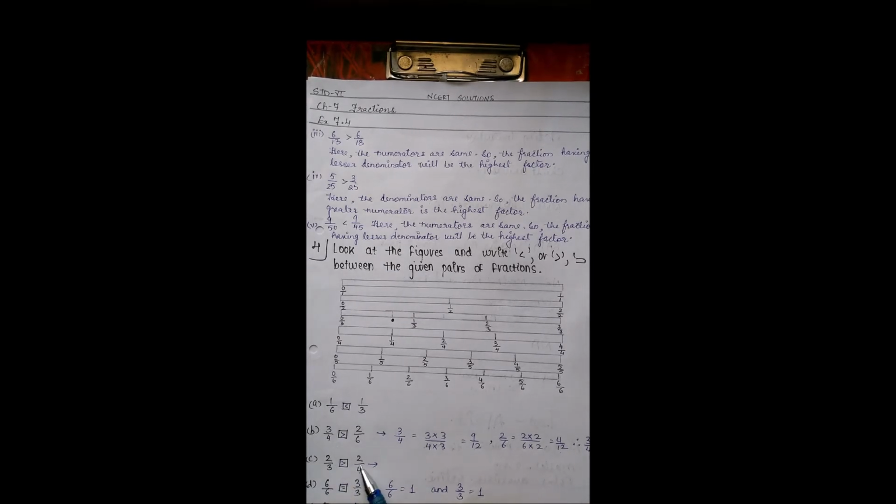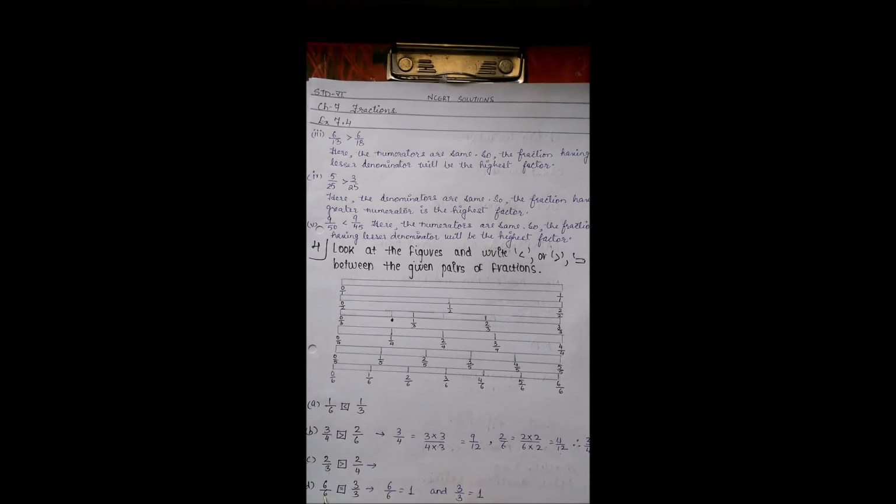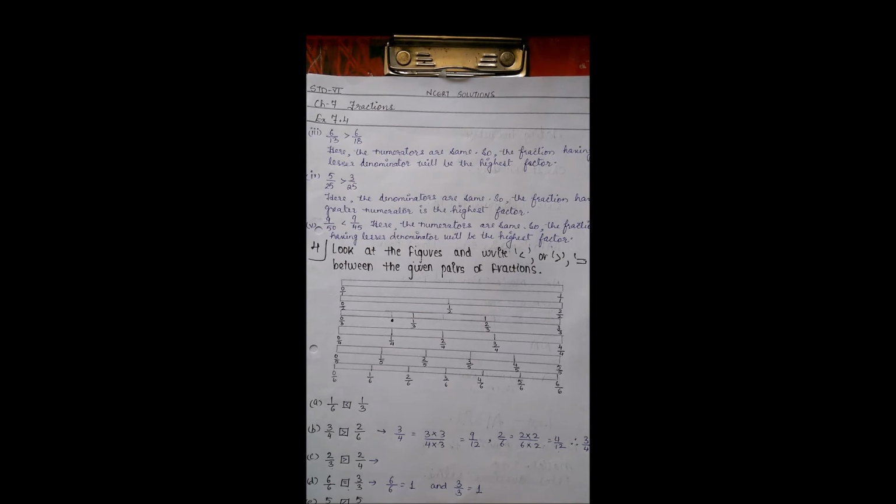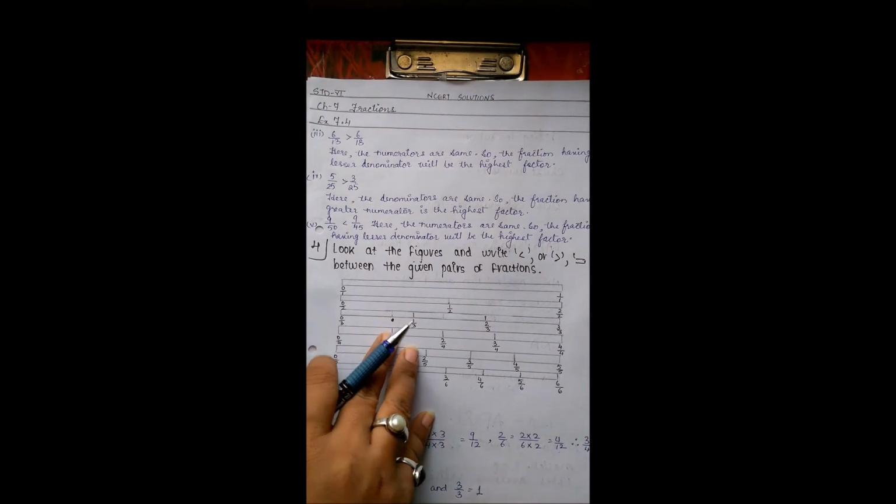Then 2 by 3 and 2 by 4. Now numerators are same. Means the fraction having the lesser denominator will be the greater. So it is 2 by 3. 6 by 6 and 3 by 3, we can cut. It will become 1 and 1. So it is equal. 5 by 6 and 5 by 5. So 5 by 5 is greater because the denominator is different. So the smaller denominator will be the greater fraction.